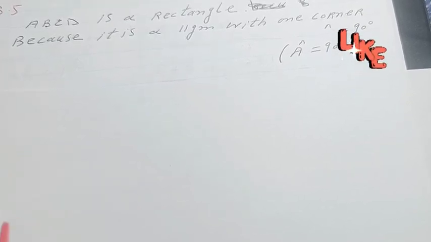So I'm going to say ABCD is a rectangle because it is a parallelogram with one corner angle equal to 90 degrees. Angle A is equal to 90 degrees. That's the reason I'm going to give.